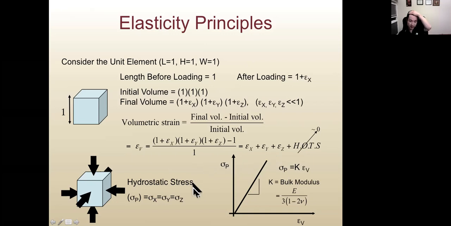In a special case, we call it hydrostatic stress. The stress is coming from all three directions, and the stress level is the same, so sigma x equals sigma y equals sigma z. This is similar to when we put a specimen under water, which is why we call it hydrostatic stress. In this special case, the stress is equal to K times epsilon V. K is called the bulk modulus, which is also a function of the E value and Poisson's ratio.